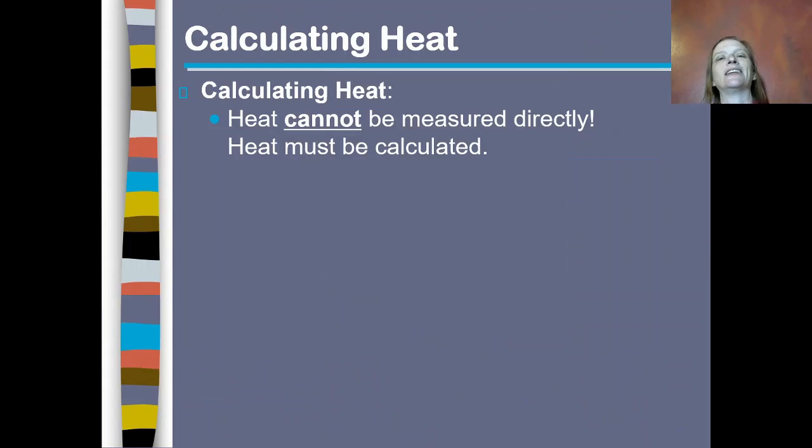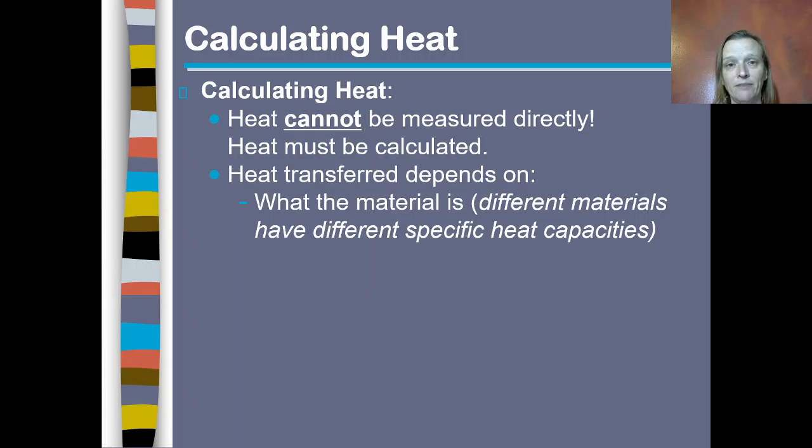So how do we calculate heat? Remember, heat cannot be measured directly. We have to calculate it. And heat transfer depends on 3 different things, which you've actually just thought about. Thing number 1, what is the material? Different materials have different specific heat capacities. And I'll talk about what specific heat capacity means in a minute, but what material you're using matters.